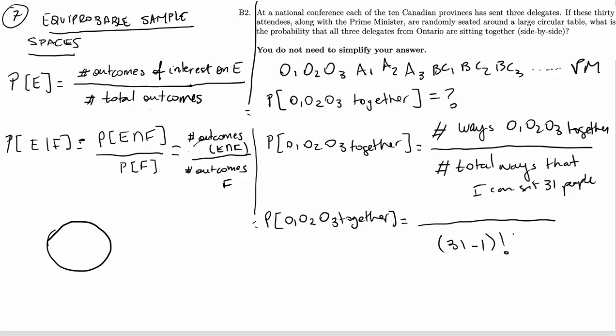Now, I'm left with the numerator. What's the number of ways O1, O2, O3 can sit together?